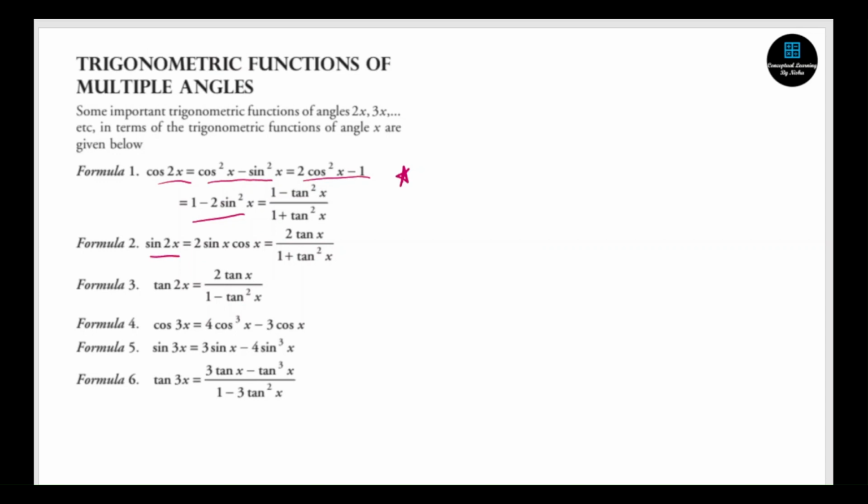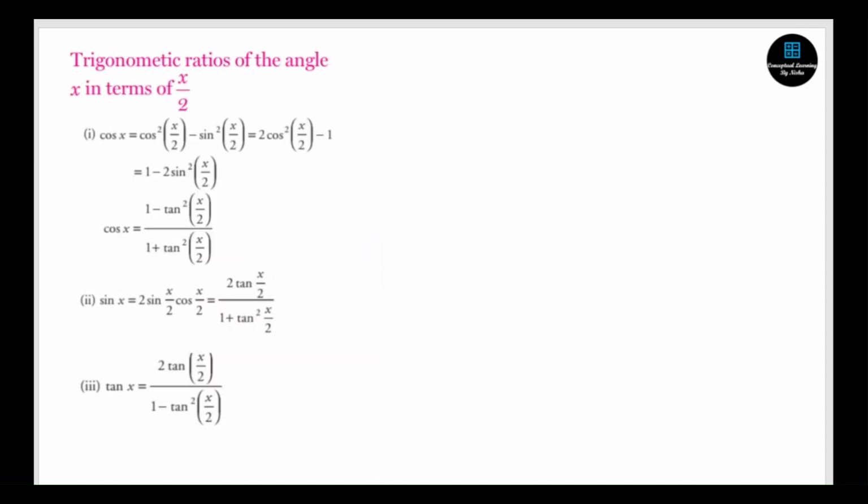Now sin 2x is 2 sin x cos x, right? Or 2 tan x upon 1 plus tan² x. And the same for this, this is for 3θ or 3x. Again it is easy to remember: cos 3x is 4 cos³ x minus 3 cos x, and sin 3x is 3 sin x minus 4 sin³ x. Alright. So pause the video as I said and note this down.